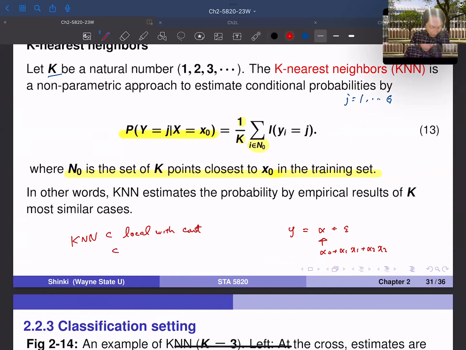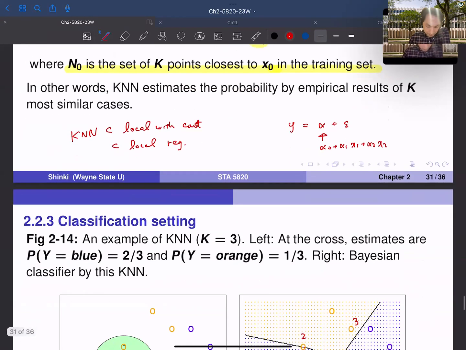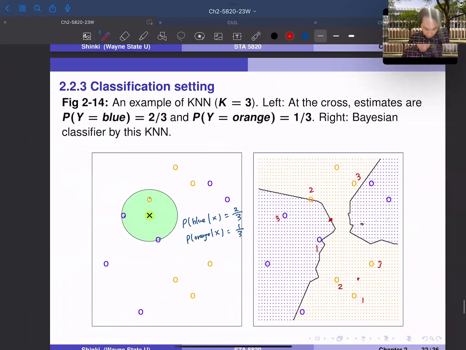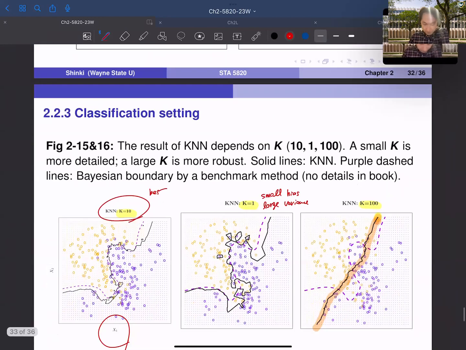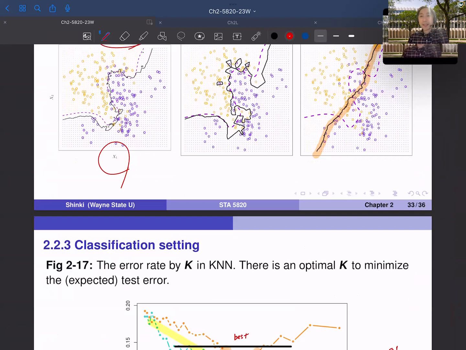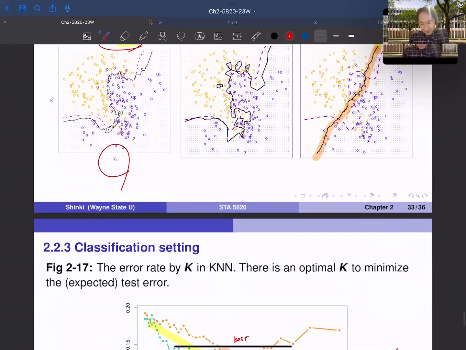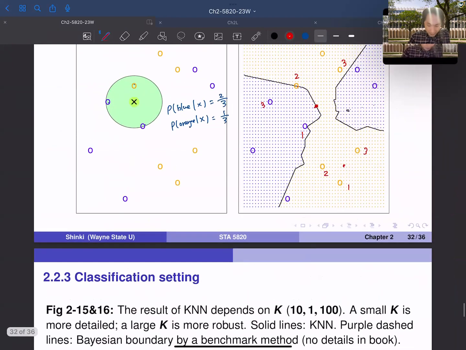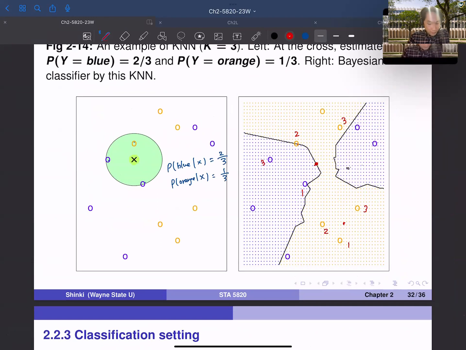And this is also a special case of local regression. Yeah, that's a good point. Any other comments from other students? Maybe, but still, I'm not an expert in KNN, so I'm not necessarily able to answer questions.